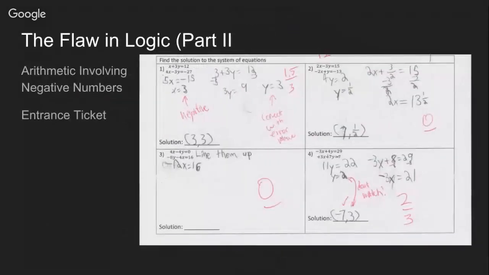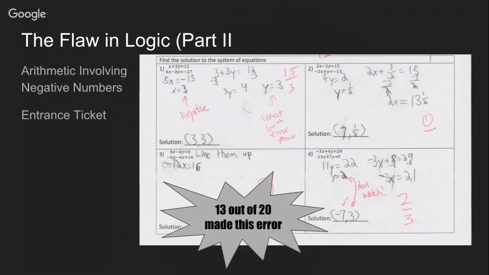Now, if we look at the second assessment that I gave them, we can see it shows up again. And this is not the only instance. Right here, we see 5x = -15. That should be a -3, but it comes out to be a 3. I also noticed that 13 out of 20 students made this error, an even larger amount.